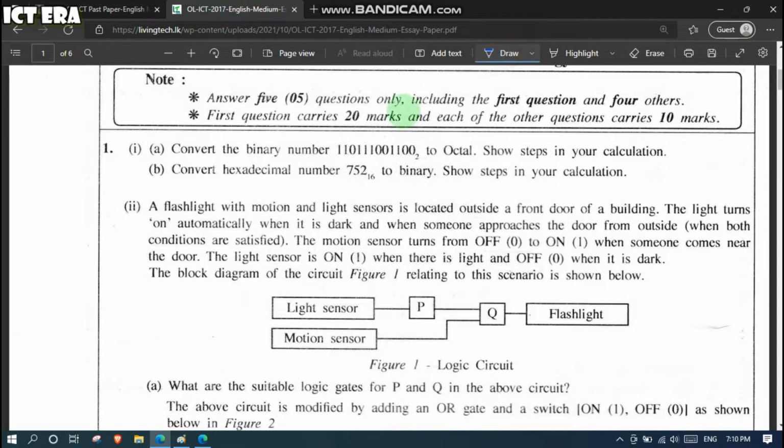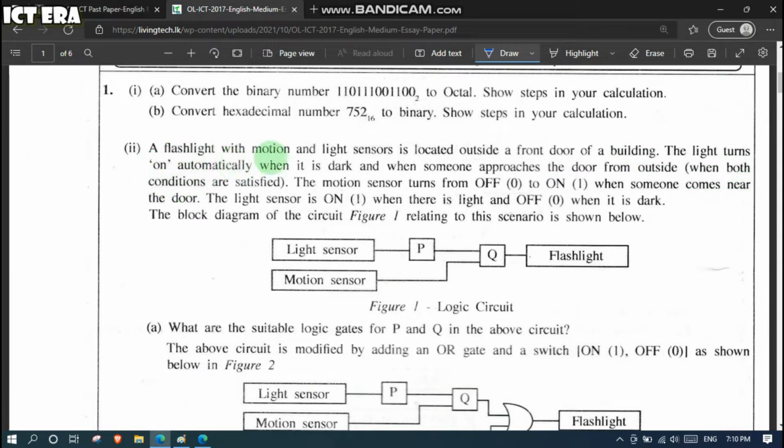A flashlight with motion and light sensors is located outside the front door of a building. The light turns on automatically when it is dark, and when someone approaches. There are two ways that the light is turned on. First, the light will turn on automatically when it is dark, and the next is the light turns on automatically when someone approaches the door from outside. So when both conditions are satisfied, the light will be on.